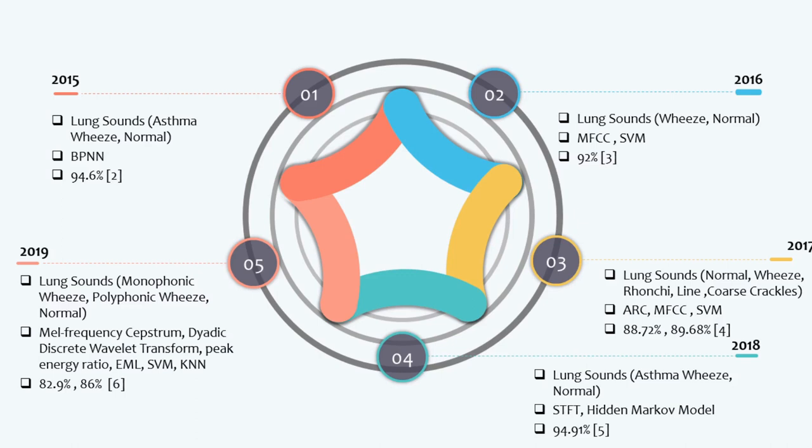In 2018, Politic achieved 94.9% accuracy by classifying normal and asthma wheezing using short-time Fourier transform and hidden Markov model. In 2019, Cybus categorized monophonic, polyphonic wheeze and normal subjects by using discrete wavelet transform, peak energy ratio, EMD, SVM, and KNN, resulting in 82.9% to 86% accuracy.